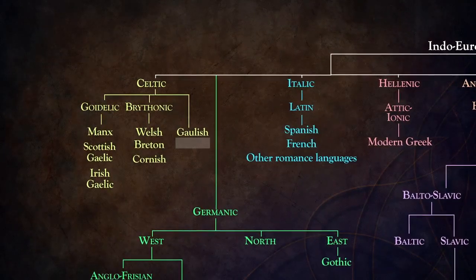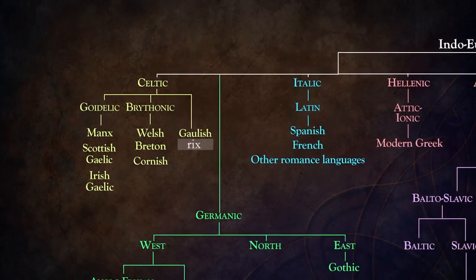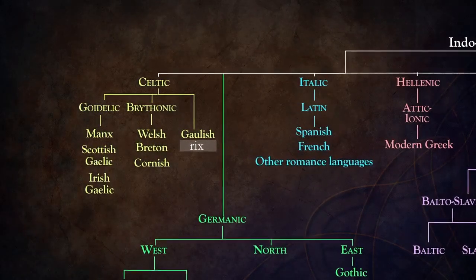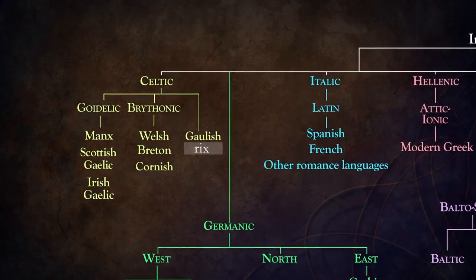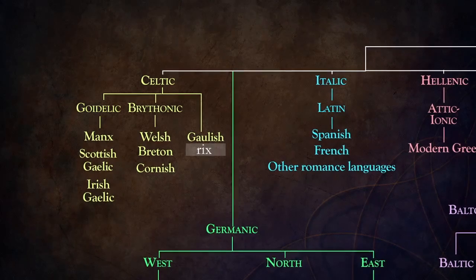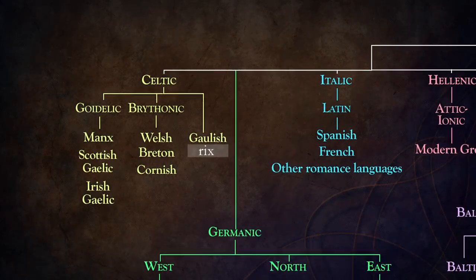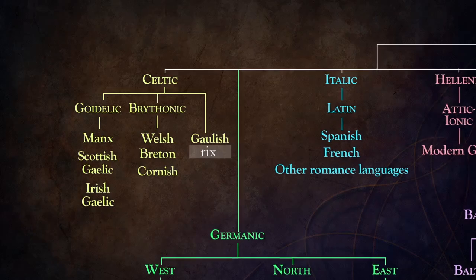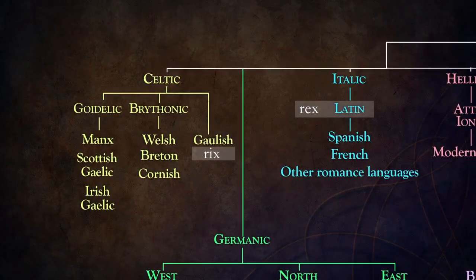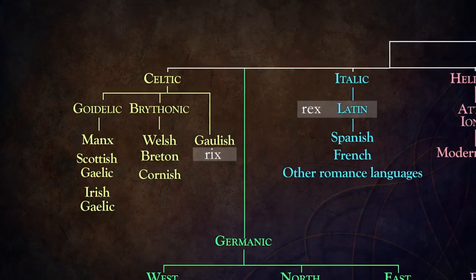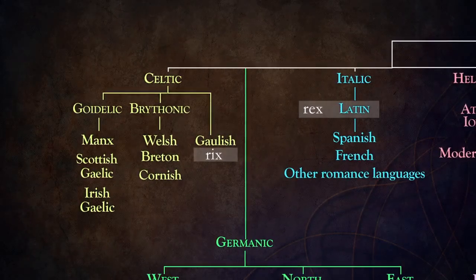We know that there are quite a few words in Gaulish that are similar to Latin. For example, the Gaulish word for ruler is riks. A lot of Gaulish leaders had riks as part of their name, like Vercingetorix, the chieftain who was defeated by Caesar. We will get to him in a future lecture. The word riks looks an awful lot like the Latin word rex, which means king. And rex is actually where we get our English word regal from.